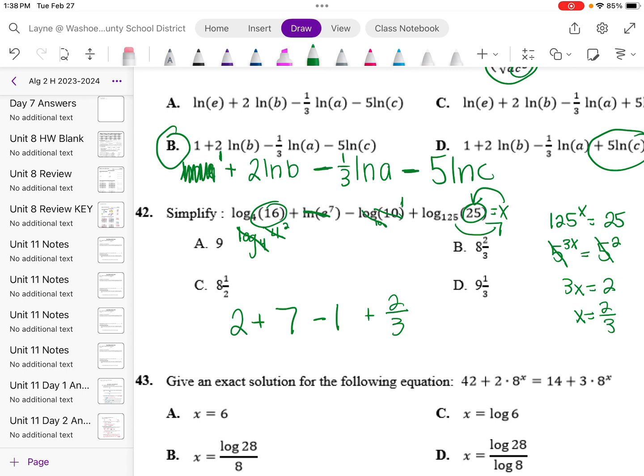All right, now combine: 2 plus 7 is 9, minus 1 is 8. So this will be 8 plus 2/3, which is 8 2/3. So our correct answer should be B.